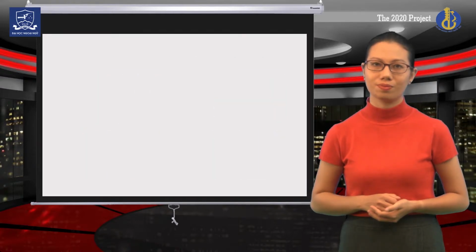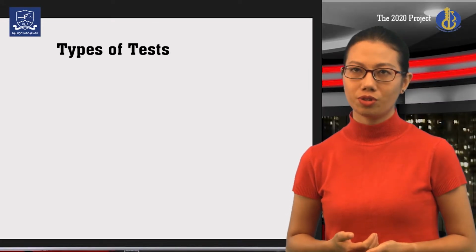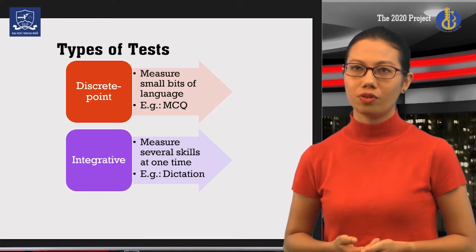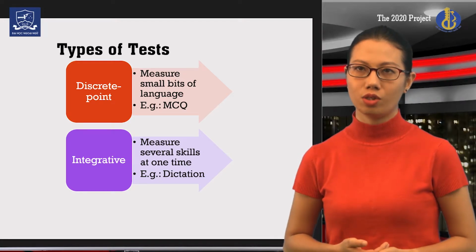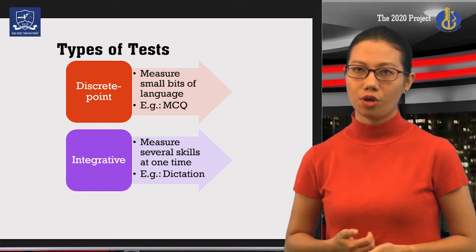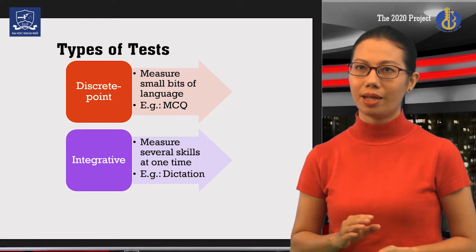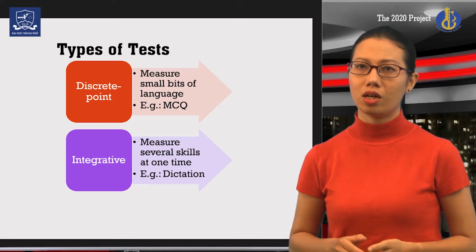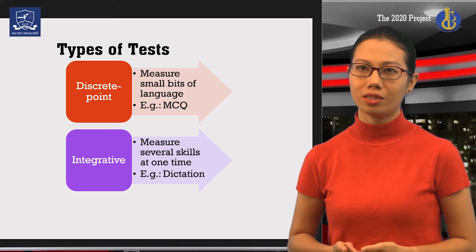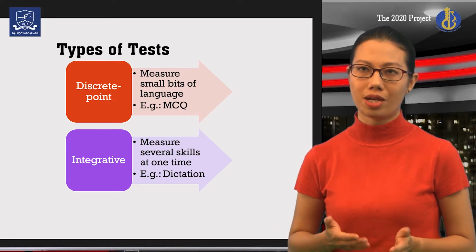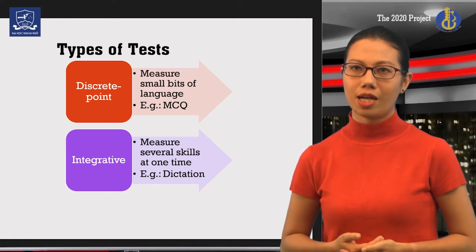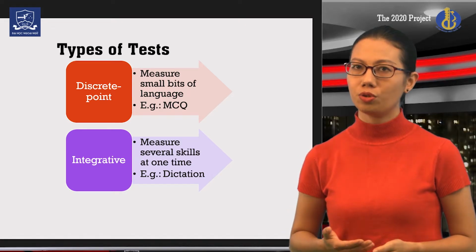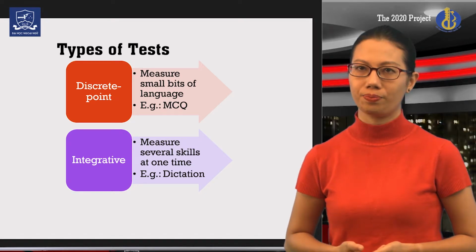Another issue which concerns language testers has to do with the different types of tests, which can range from discrete point tests to integrative tests. Discrete point tests are those which measure the small bits and pieces of a language, as in a multiple choice test made up of questions constructed to measure students' knowledge of different structures. Integrative tests are those designed to use several skills at one time.